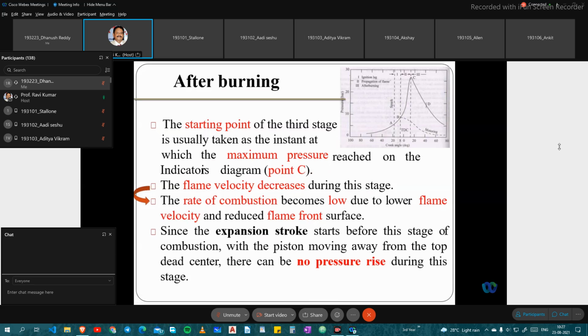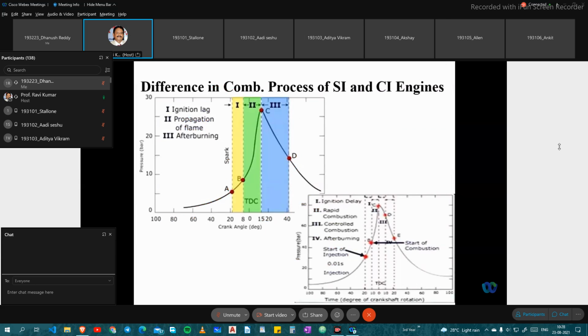There is nothing else. The exhaust valve opens whenever the piston starts to rise from BDC to TDC. Automatically the exhaust valve opens and the exhaust gas is released to the air. And again, the second cycle starts. This is about the three stages of the combustion process in spark ignition engines.